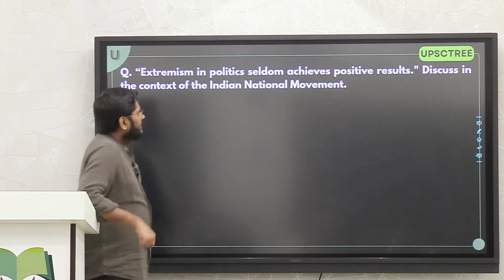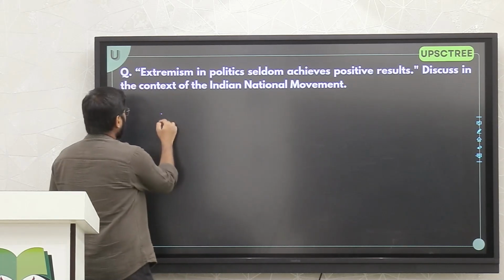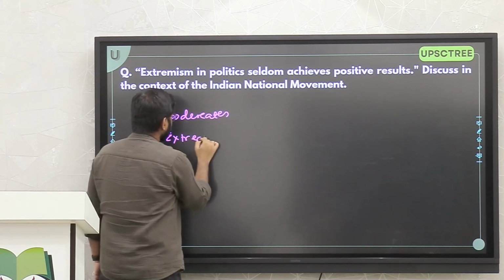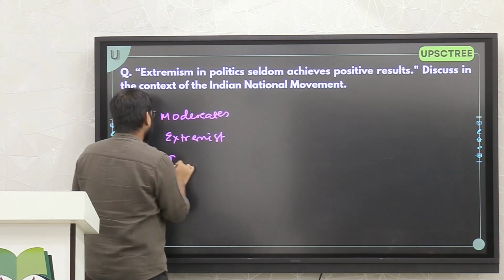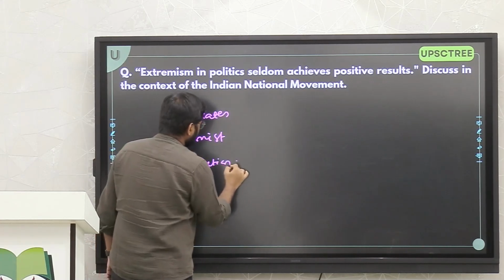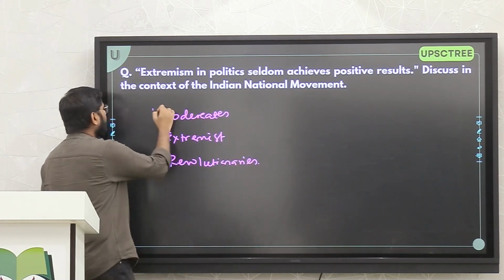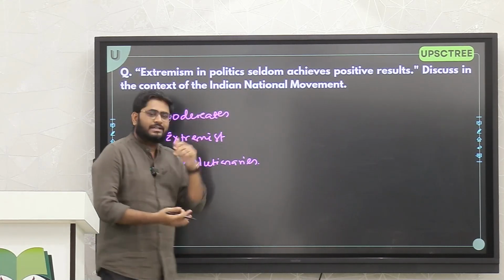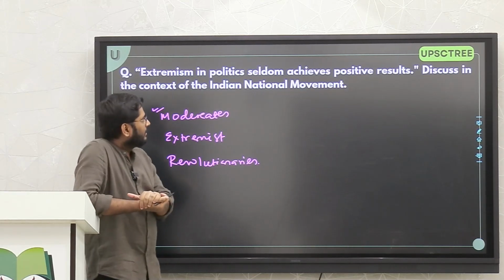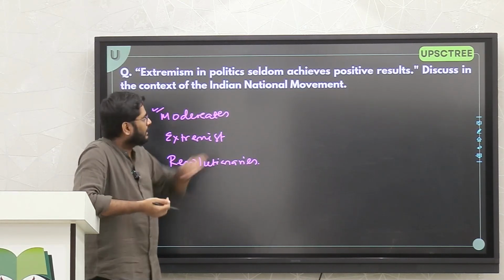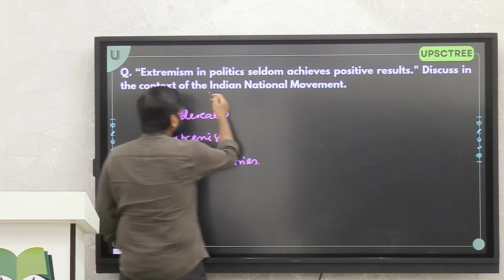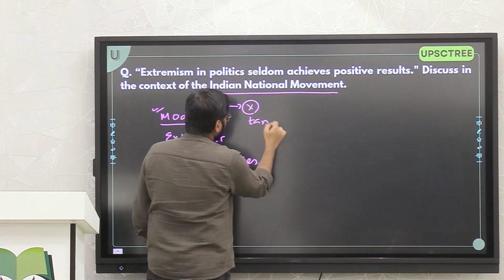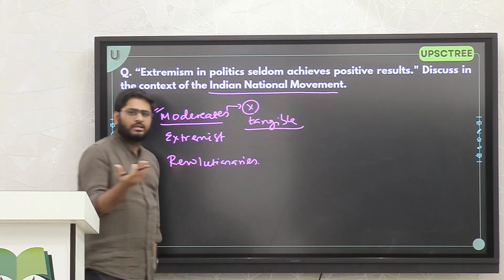Extremism in politics seldom achieves positive results. ठीक है. We had moderates, we had extremists, ठीक है. We have revolutionaries. Now, if you look at the moderates, discussed in the context of the Indian national movement. Now, extremism has not achieved anything positive. That is the statement you have to criticize. But if you look at it in the context of the Indian national movement, the moderates didn't achieve much. There was no tangible achievement as far as the moderates are concerned.